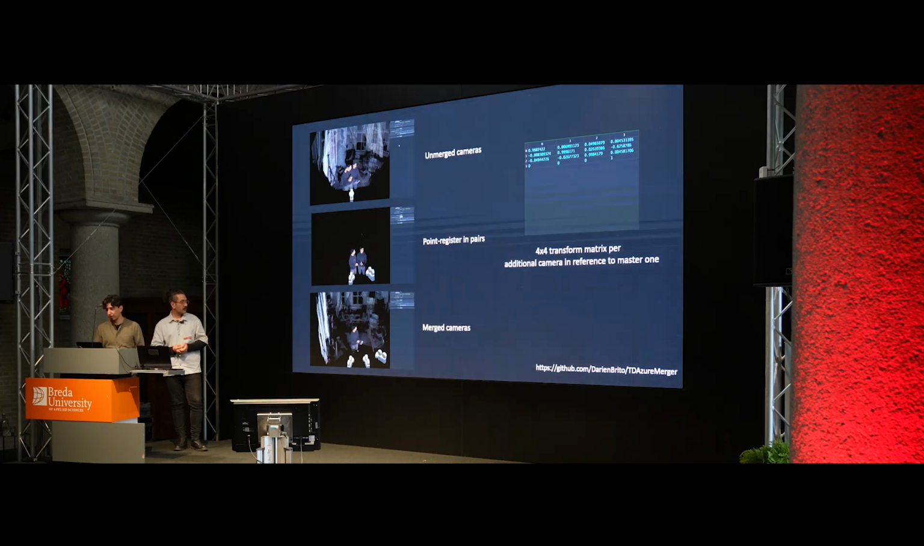Essentially, what the system does is output a 4x4 transform matrix per camera that you can later plug into your software and simply multiply it by the vertices of your geometry, and automatically it's all in place.